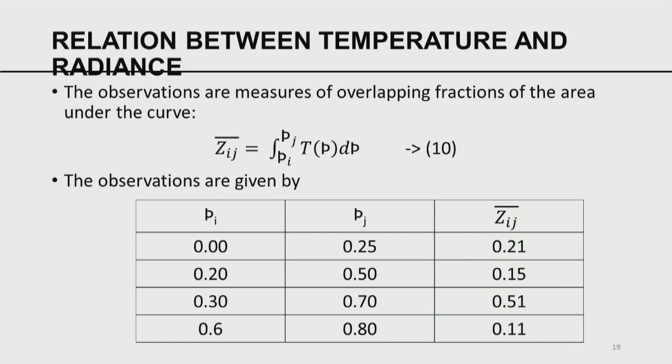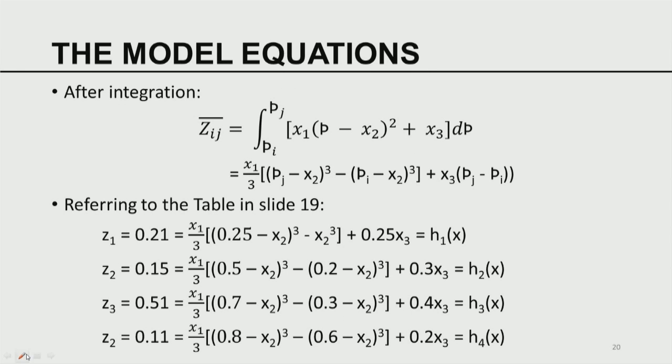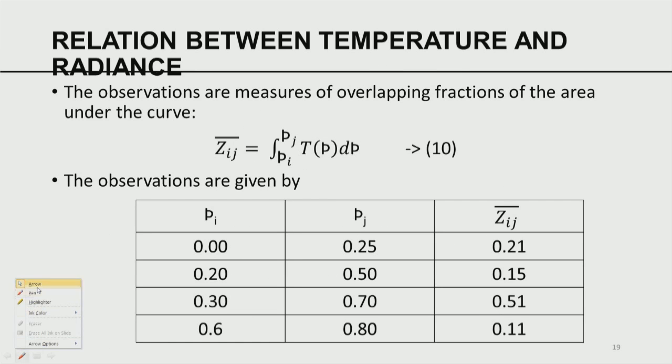This is a nonlinear problem because of the nonlinear relation. Now I am going to talk about how to develop the mathematical relation between the observation and the temperature. The observations are measures of overlapping fractions of the area under the curve. So T(P) is a curve. If this is P, with P decreasing, T(P) is going to be defined over this. So this is P, this is T(P).